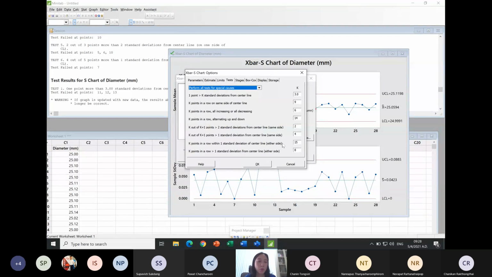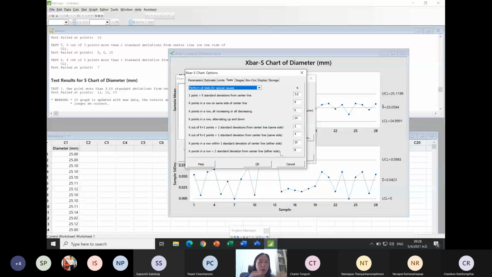The last rule, number 8, is 8 points in a row greater than 1 standard deviation from the center line. Greater than 1 in this case means on the upper side or the lower side. So that means there are no points in zone C for 8 consecutive points, so it avoids zone C. So we will call this rule avoidance of zone C.